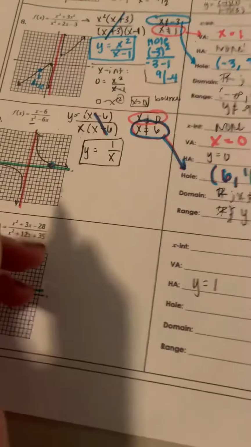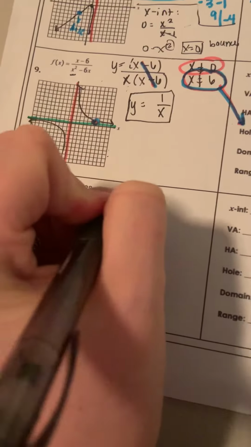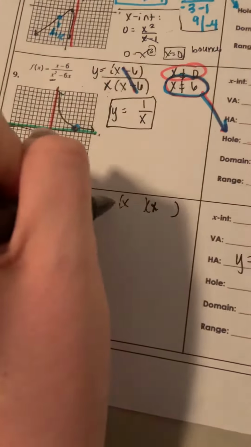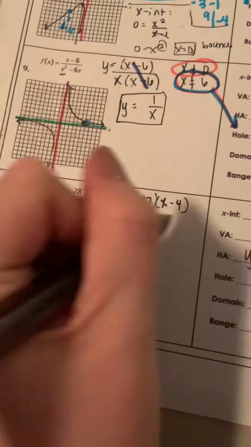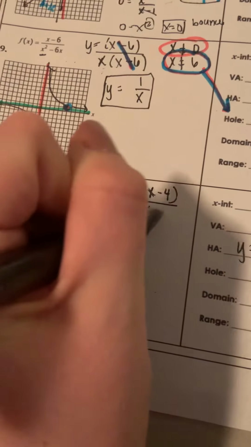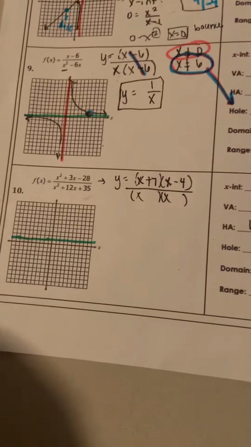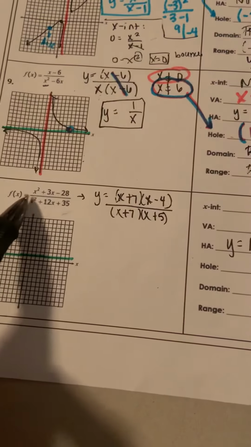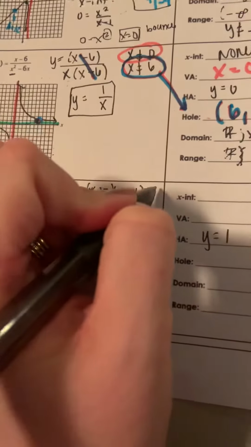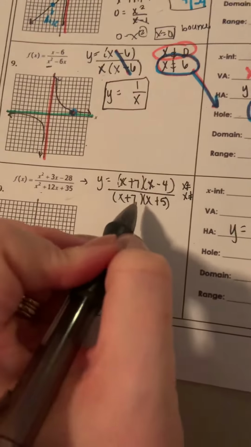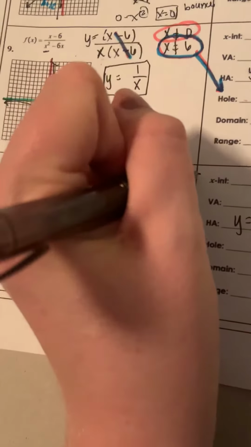So when I go to factor this down, I'm going to have y equals (x plus 7)(x minus 4) all over (x plus 7)(x plus 5). In the very beginning, I know I'm going to have two discontinuities, two things x cannot equal. x cannot equal two values because it's a quadratic. The two things are going to be -7 and -5.